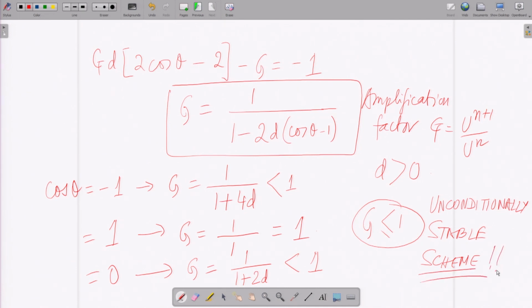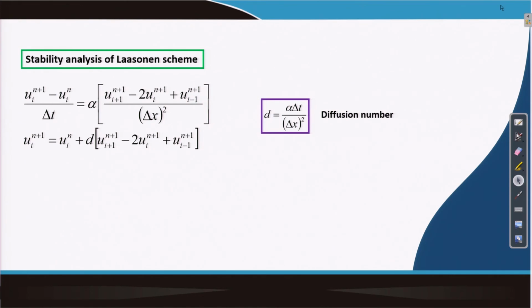That is a big advantage, as we know from our experience, that irrespective of your choice of spatial and temporal steps, that means how you choose delta x and delta t with the given value of alpha, there would not be any kind of instabilities arising out of your computations, and this is a very big advantage, as we can understand. So, we now understand that the stability analysis that we did for the Laasonen scheme produces an unconditionally stable scheme.